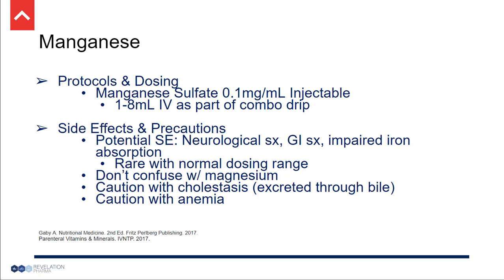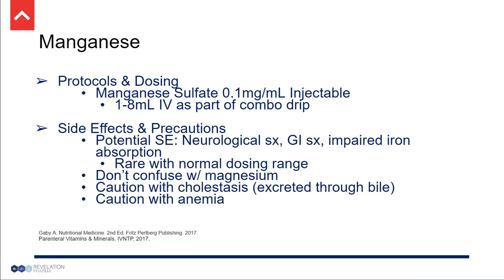So some frequent dosing. Manganese is a trace element. With manganese sulfate, 0.1 milligram per ml, you would commonly see anywhere from 1 to 8 mLs IV as part of a combo drip, and more often in the lower range, like 1 to 5 mLs, but sometimes up to 8 mLs in certain protocols or if deficiency were seen.